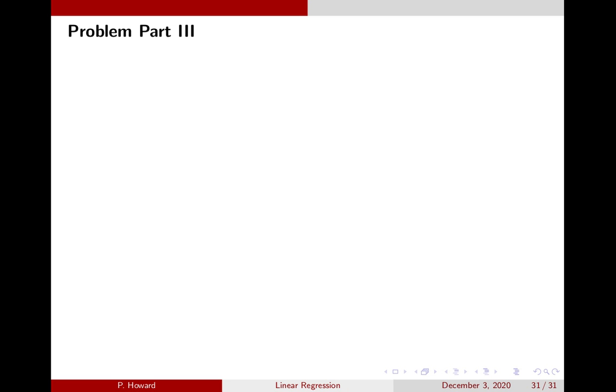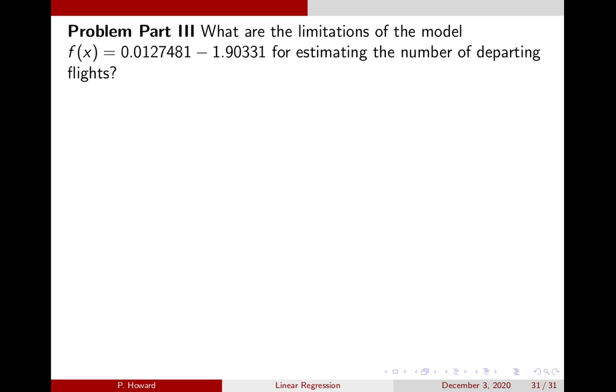Okay, problem part 3. What are the limitations of the model f(x) = 0.0127481x - 1.90331 for estimating the number of departing flights? There should be an x in there; I'll have to correct that typo. This is not a perfect formula, and here are some things that came to mind. These are facts that are easy to find online.